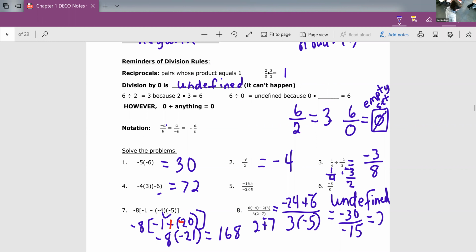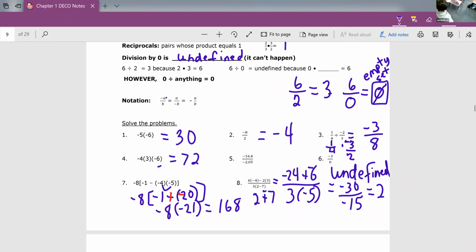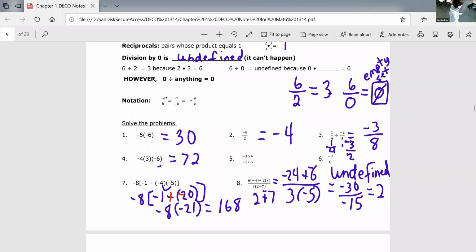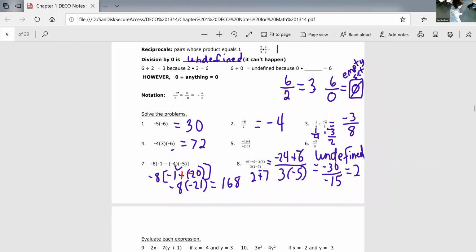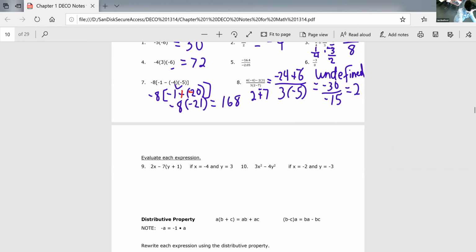How many of you got 2? I'm curious. A few of you. Okay. So with a little more practice and taking your time, as long as you're using order of operations, you should be good, correct? Okay, correct.